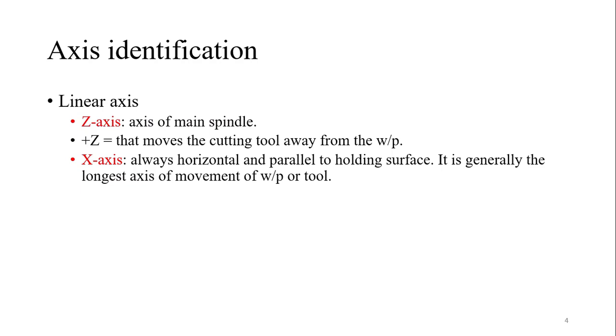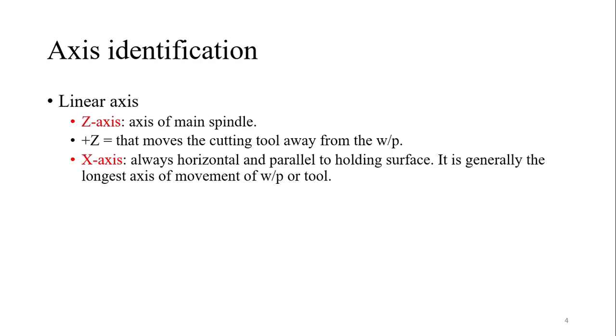We can identify the x-axis through three different rules. The first is that it is always horizontal. The second is that it is parallel to the holding surface. And the third is that it is the longest axis of movement of the workpiece, the axis in which the workpiece or tool can move the longest. That will be called your x-axis.